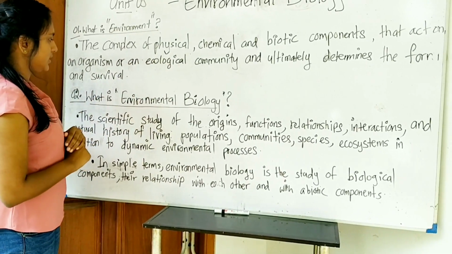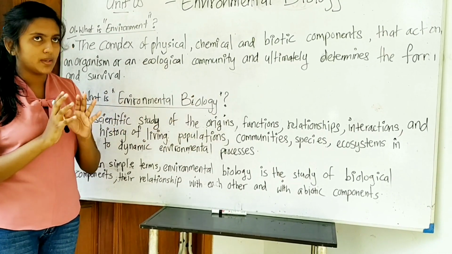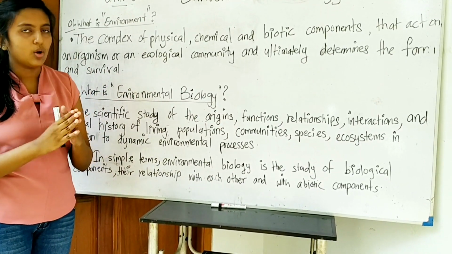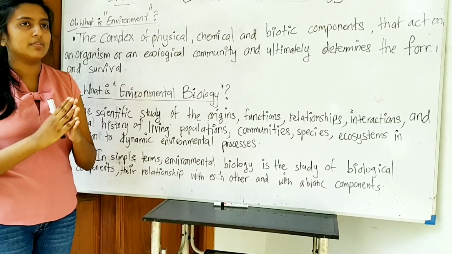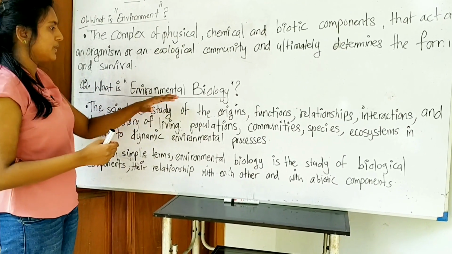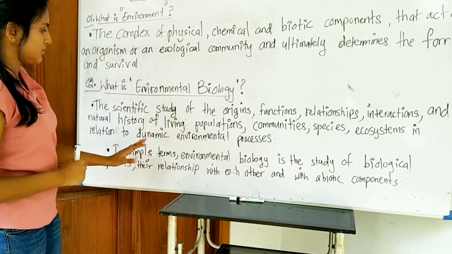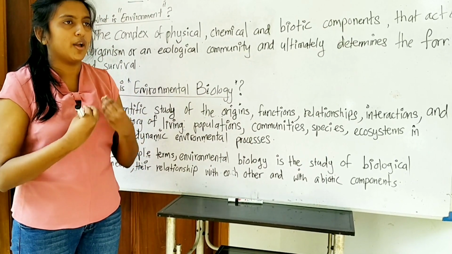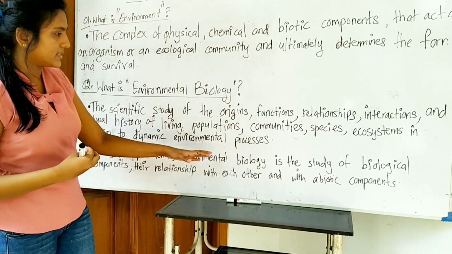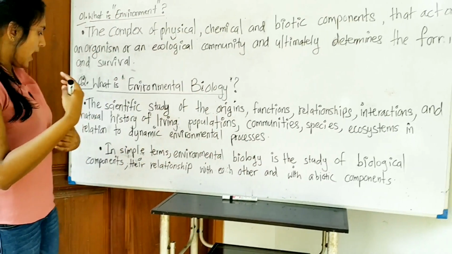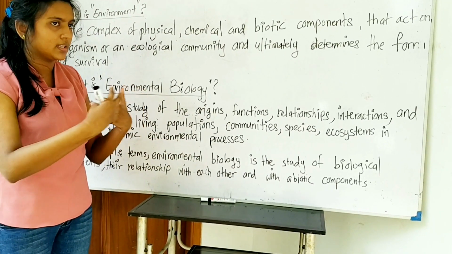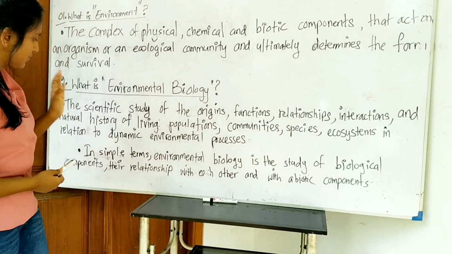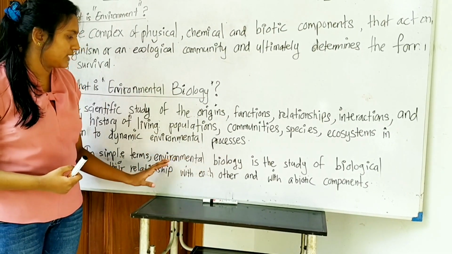Coming to the second definition, environmental biology. This term simply means the study of the environment, the study of whatever surrounds and interacts with an individual. In very simple terms, individuals mean biological components, so it is the study of biological components, their relationships with each other, how they interact with each other and how they interact with the abiotic components.